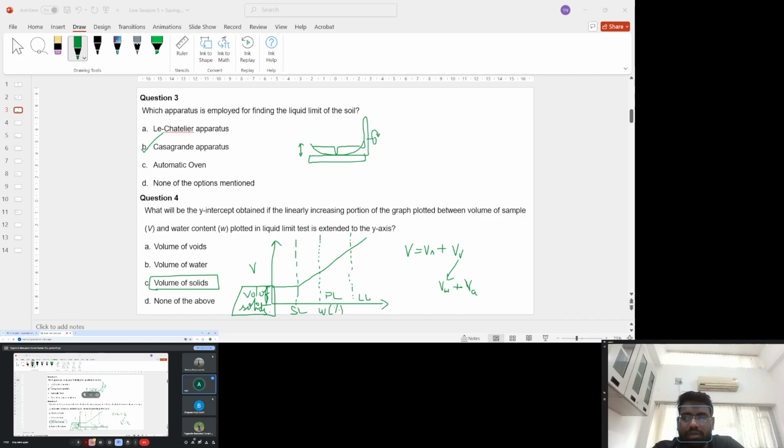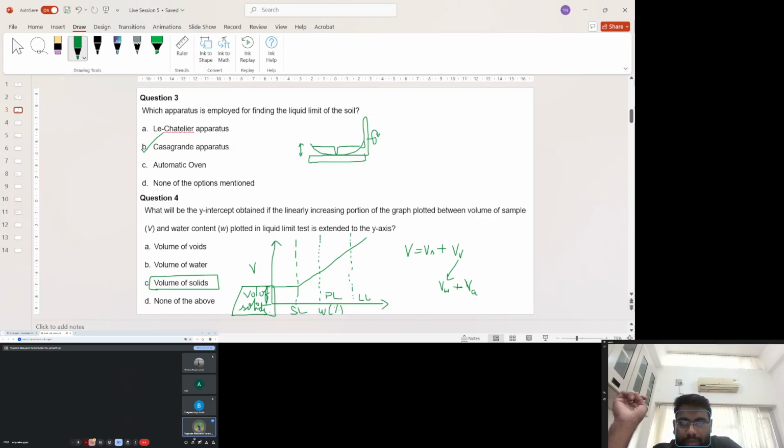Sir, that is from where to where? No, that is at the intercept. At the intercept, it is not the volume of solids, sir. It is both the volume of solids and the volume of air voids. You have shown only a horizontal line. You have not extended the line. That is what I am asking here.